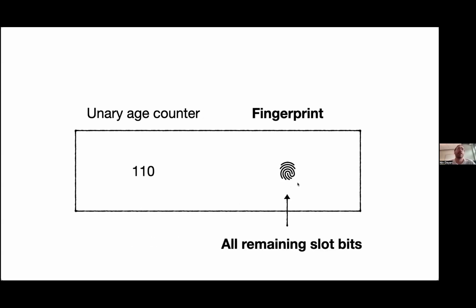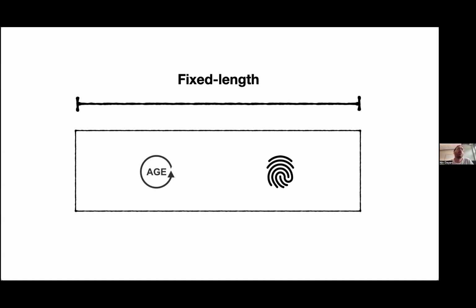The rest of the bits just belong to the fingerprint, and this allows us to store variable length fingerprints in the slots. Overall, the slot is fixed length. And why is it fixed length? It's fixed length because at every expansion, the fingerprint loses 1 bit and the age counter gains 1 bit. So the overall sum of bits in the slot stays the same.